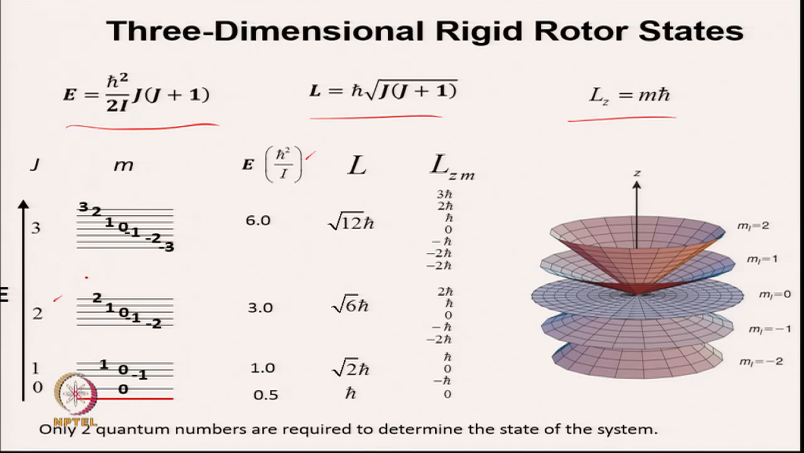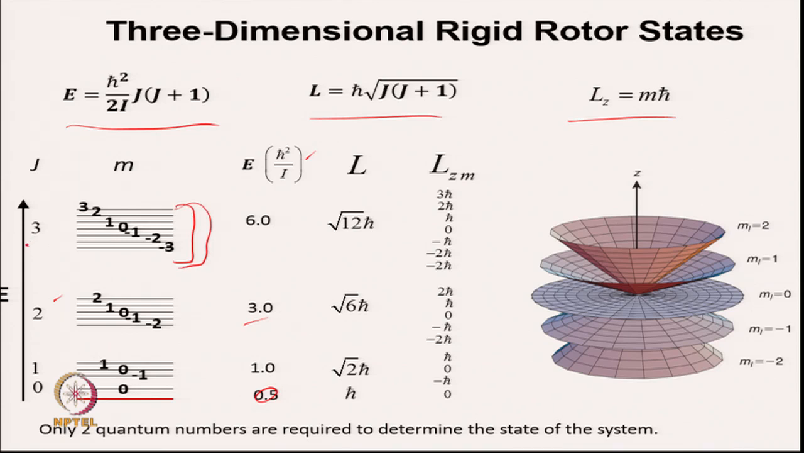For j is equal to 2, you have 2 into 3, 6 by 2 is 3 h bar square by I. For j is equal to 1, you have 1 into 2, so 2 cancels, so 1 h bar square by I. And for j is equal to 0, this should be 0. Okay, you can calculate L similarly, and L will be this value. Now, you see this energy level, these are the different degenerate levels.